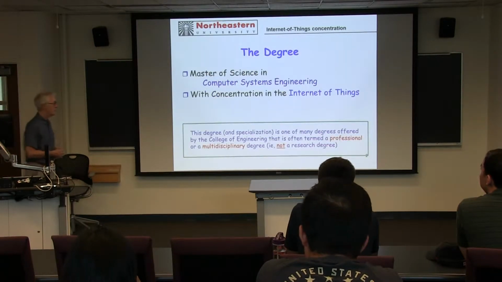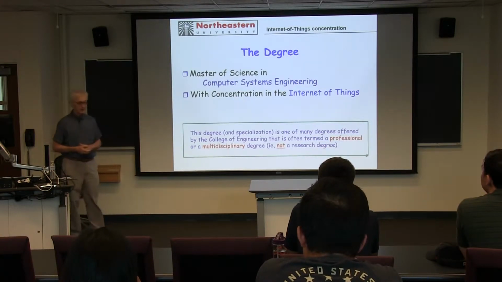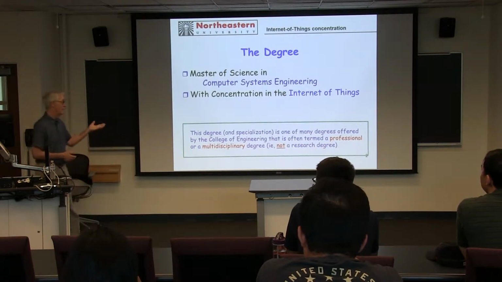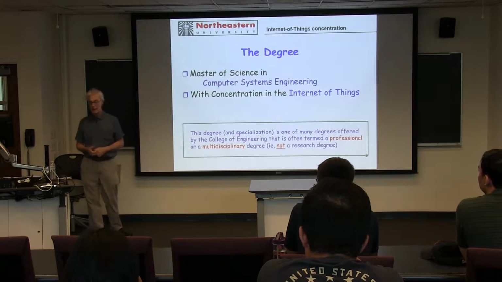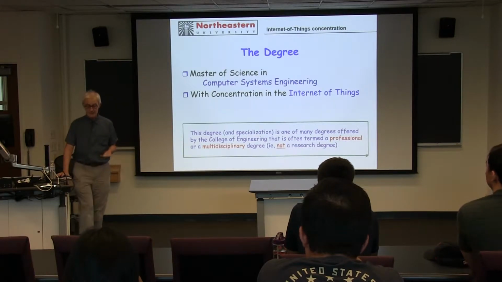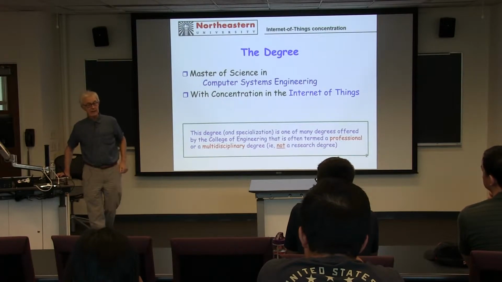So the degree you'll get is a Master of Science in Computer System Engineering with a concentration in the Internet of Things. And as Dr. Johnson mentioned, this is one of a number of degrees offered by the College of Engineering that's often referred to as a professional or a multidisciplinary degree. In other words, this is a terminal degree. There's no PhD in this area.